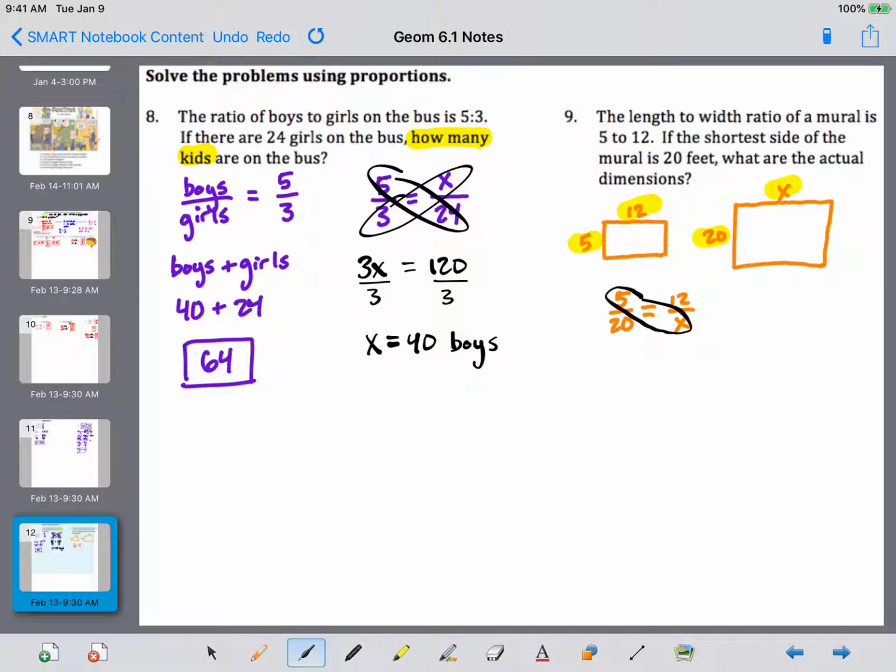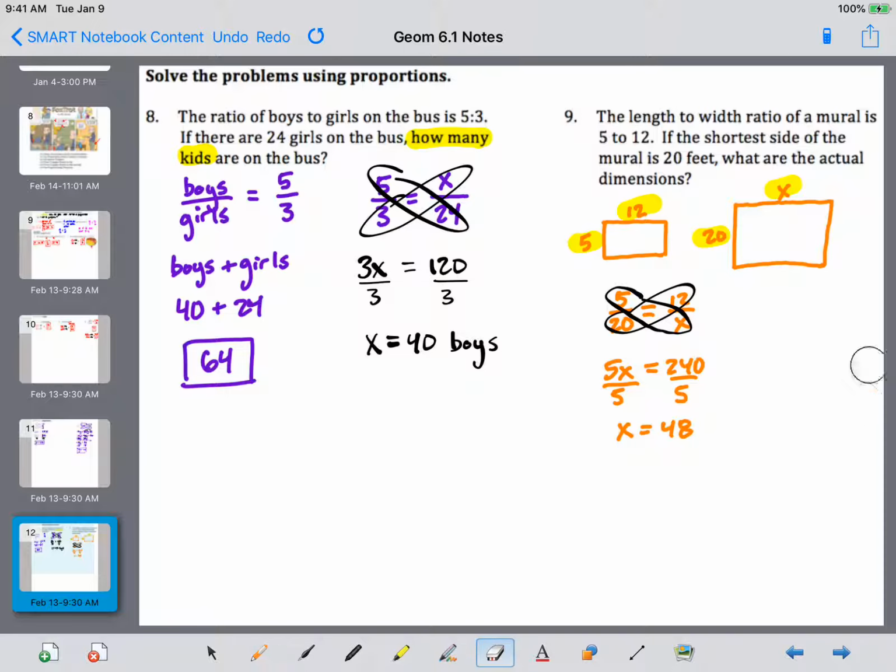So if we cross multiply, we get 5x is equal to 20 times 12, which is 240. Go ahead and divide both sides by 5, and we end up with x. 240 divided by 5 is 48.